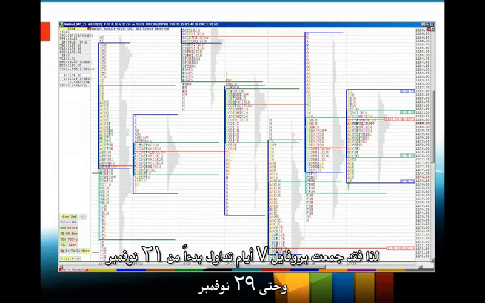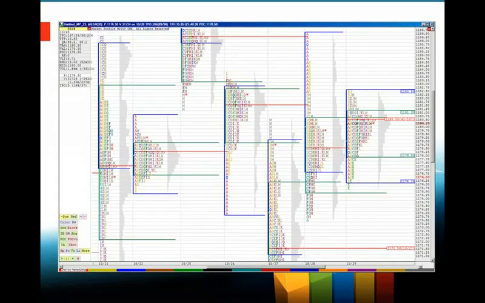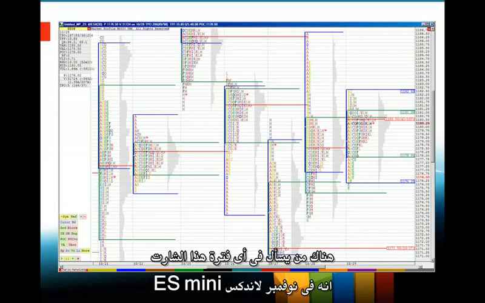So I've picked 7 trading days before you on this chart, starting recently back in November 21st, all the way through November 29th. And I want you to take a look at this chart and look at the different days. We've had some directional, some imbalanced, some balanced. No, this is for November. Somebody's asking October. This is November. These are days in November for the ES Mini.